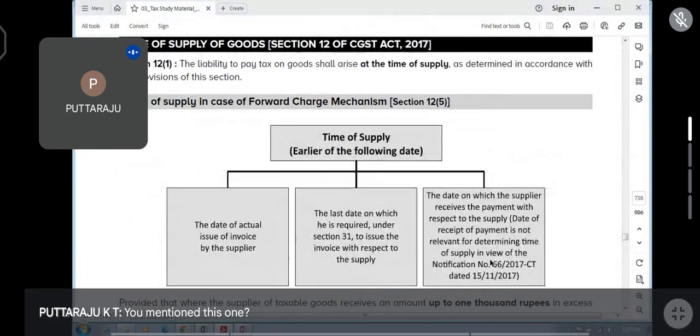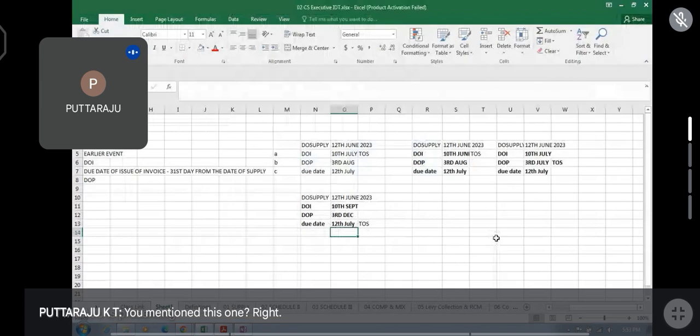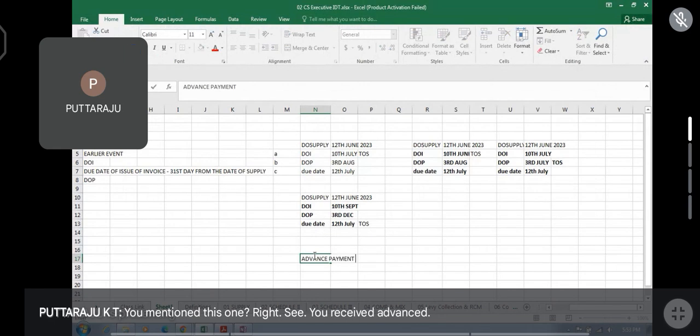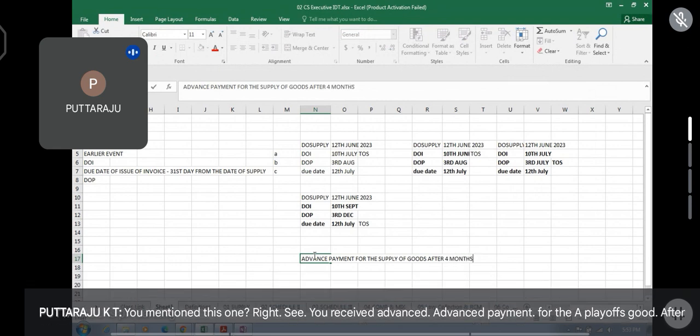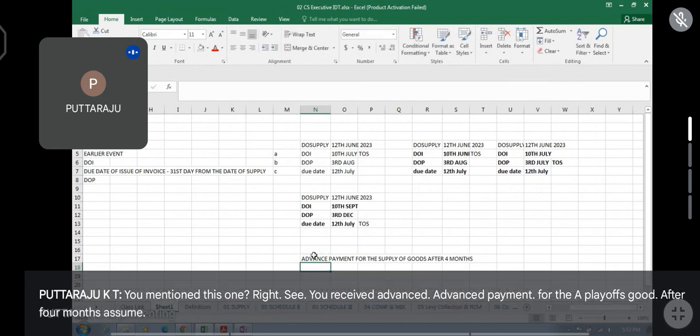One. Right? Yes, sir. See. You receive advance payment for the supply of goods after 4 months, assume. Today you receive the advance you receive for the supply of goods after 4 months.